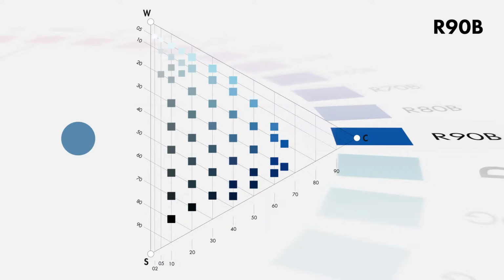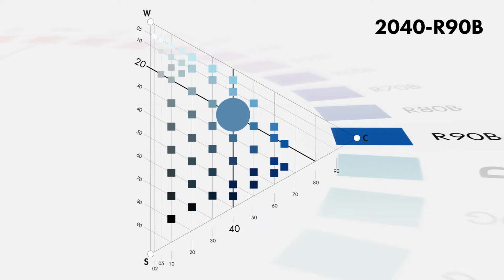All the colours in this triangle have the same hue, R90B, but differences in blackness, whiteness and chromaticness. Our sky blue is not so black, only 20%, but it's quite strong or chromatic, 40%. This means that we have a colour that has 20% of blackness and 40% of chromaticness. It's a red colour with 90% blue, 20/40 R90B.